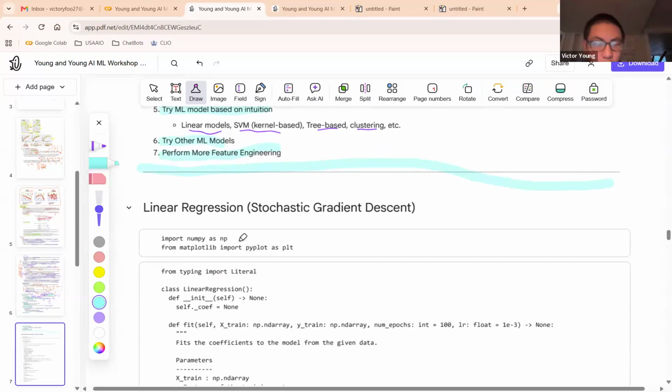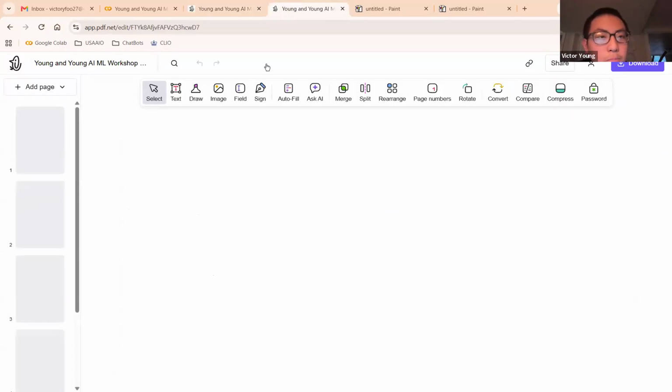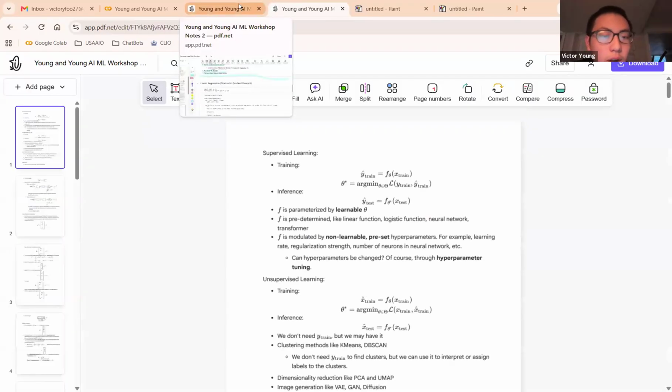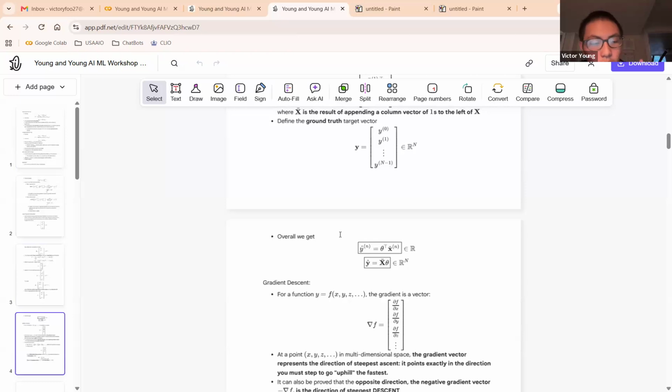For the last maybe 20 or 10 minutes of class, yesterday we talked about linear regression, right? So I want to show code of how to code linear regression from scratch. And we do not need this for the competition as well. So I'm just trying to show you how we code linear regression.